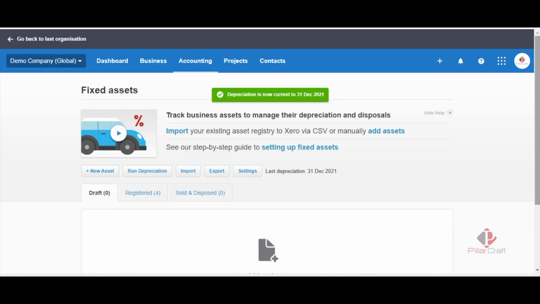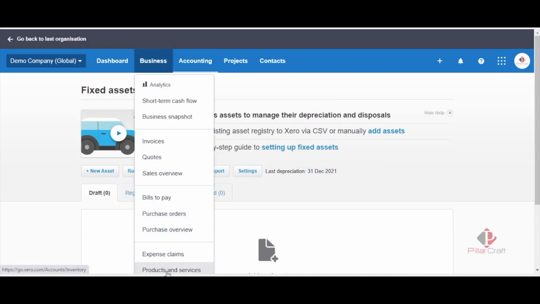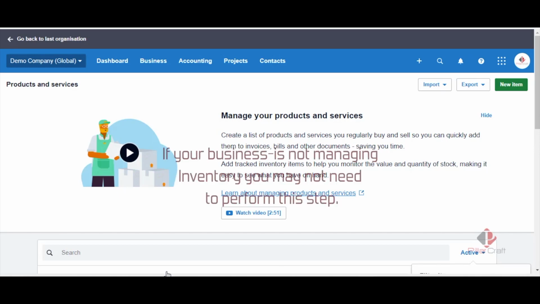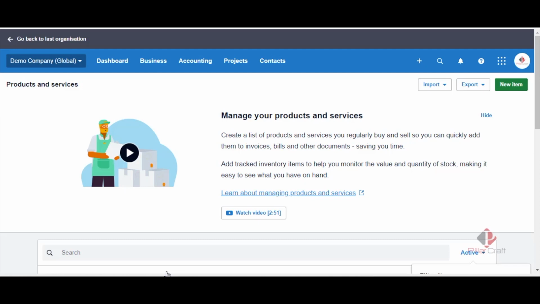Having done that, the next thing we need to do is ensure that our inventory physically, if it's a business that is managing inventory, matches the inventory figure. So we must perform an inventory count. Now, please note that it's possible your business is not managing inventory, or your business is not managing inventory in Xero. If your business is not managing inventory, you may not need to perform this step. But if your business is managing inventory but not in Xero, you will need to perform a stock count and then adjust accordingly either in your inventory management software and then also come and do the journal entry in Xero to match.